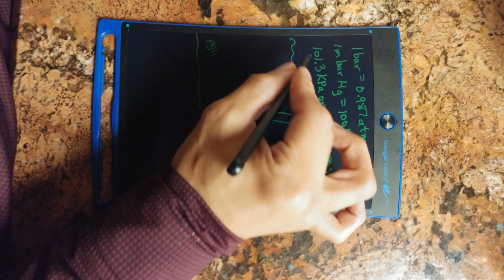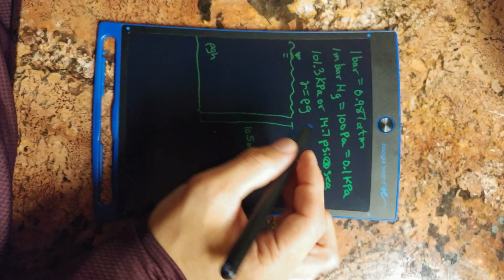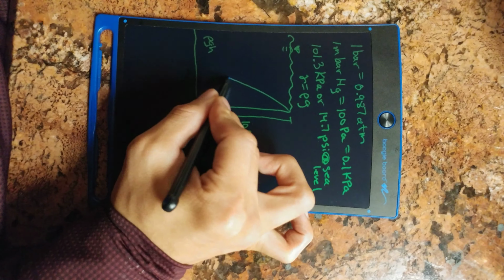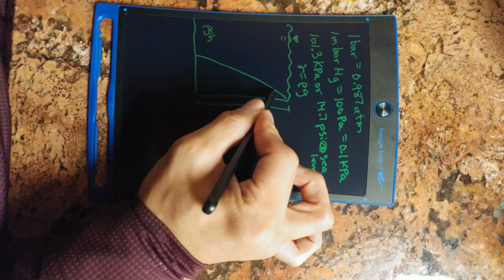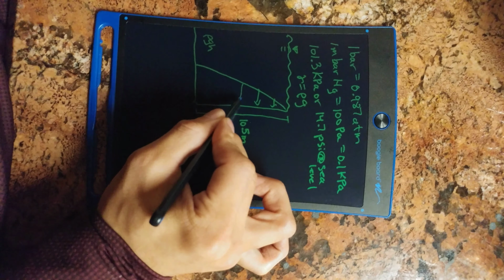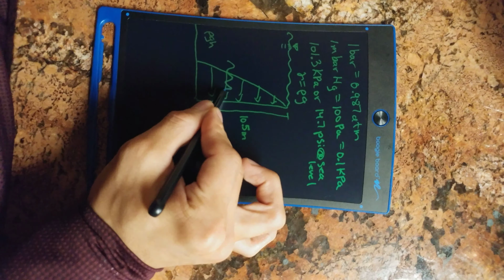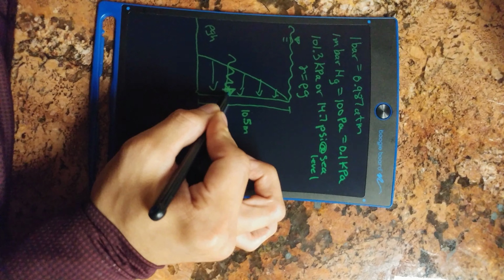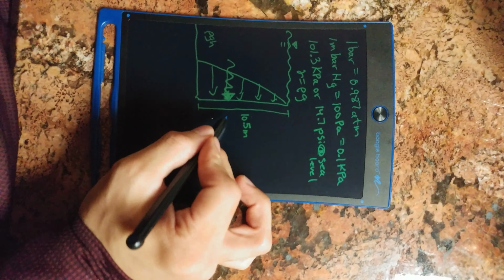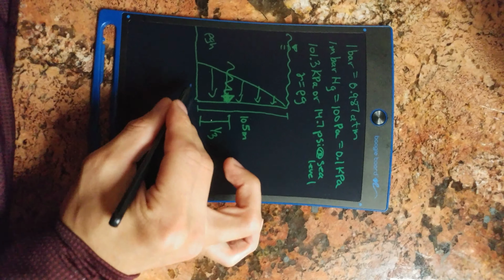In hydrostatics, this water is going to exert a triangular force on this wall. The centroid of this force is located right here, about 1/3 the distance from the bottom.